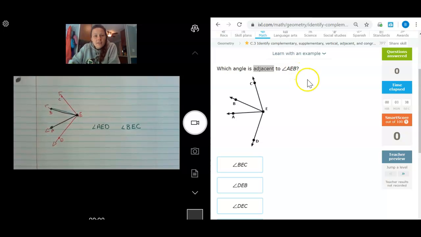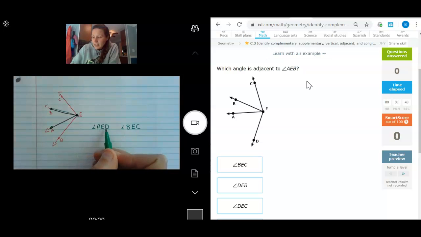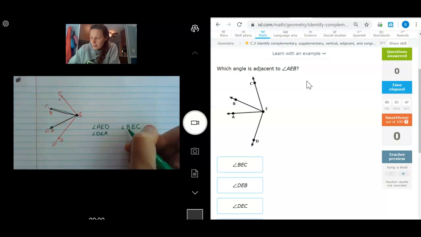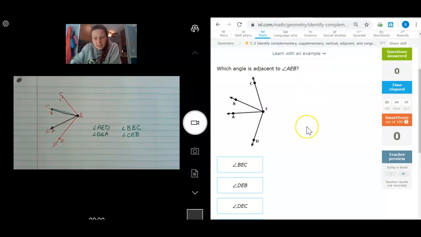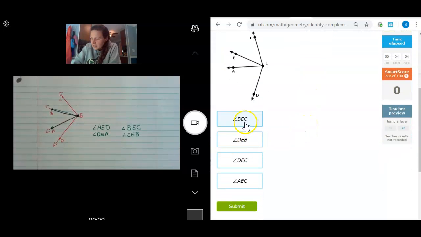And then I'm also going to have to watch out to make sure they didn't switch the letters around on me. So remember, AED is the same as DEA, and then BEC is the same as CEB. The first and the last letter can switch. What matters is that the vertex is always in the middle. So we are looking for one of these four for our answer. Here's BEC right up first. So that's what we're looking for, one of these four answers.